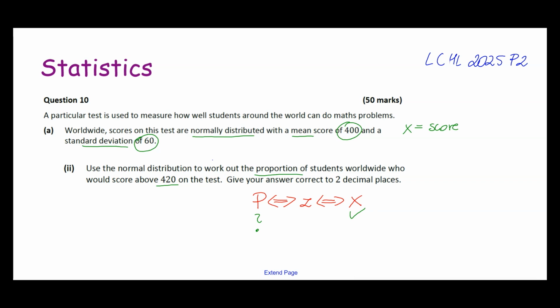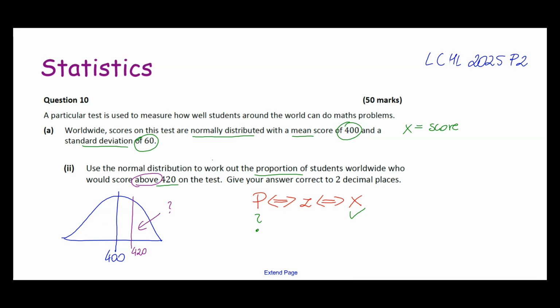Okay, so how do we do that? Well, first we have to understand where this particular situation is on the overall population. So 400, that's the mean. And we are looking for 420, so it will be somewhere this side of the mean. And we are talking about those that score above. So where are they going to be? Here. Those that score above, that's the part I'm looking for.